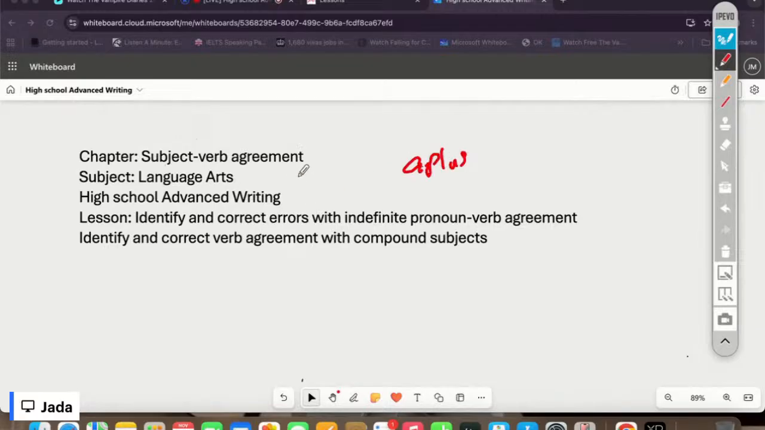Today we will continue our lesson under subject verb agreements. First, you have to log in using eplusstudent.com. Click on your name, move on to language at the grade 9. This class is for the high school advanced writing, but we'll get the lesson under the grade 9. Chapter is subject verb agreements. Lesson is identify and correct errors with indefinite pronoun verb agreements. Identify and correct verb agreement with compound subjects.